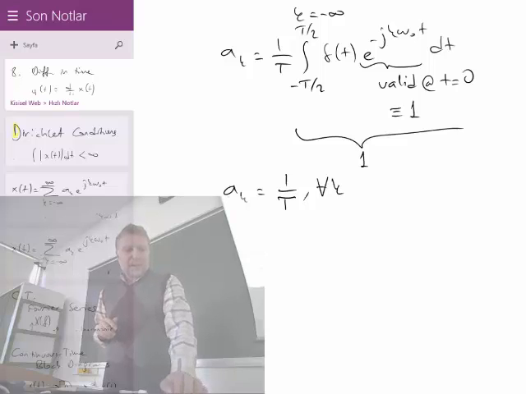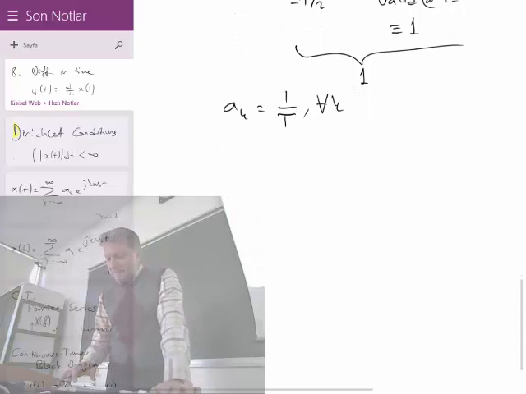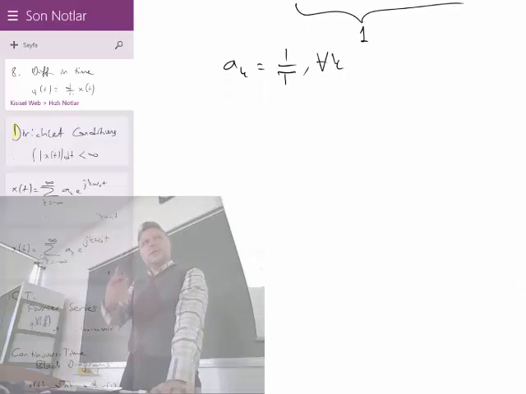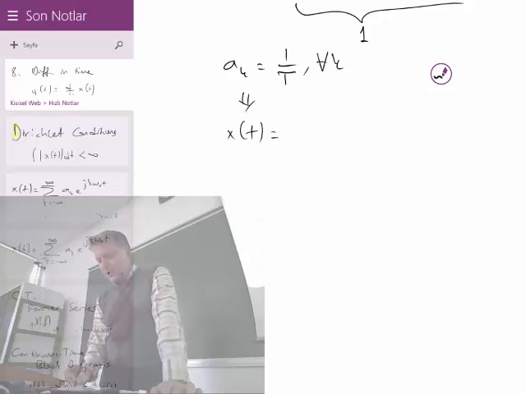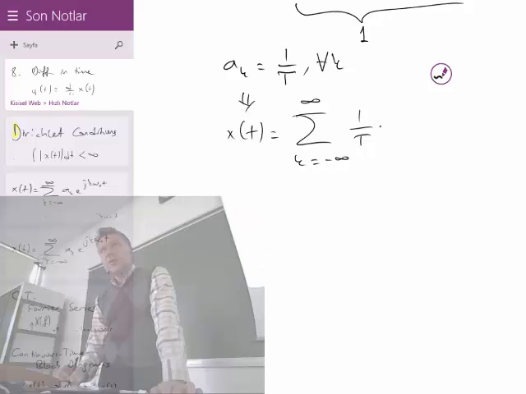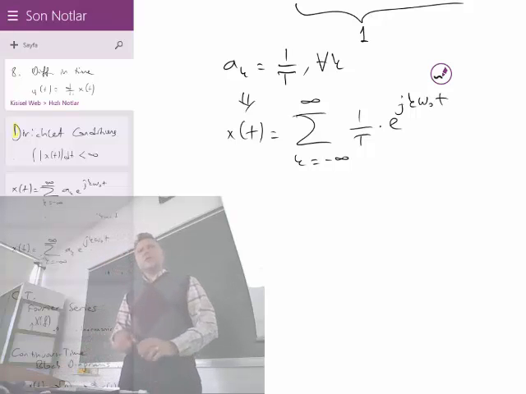By the way, using these Fourier series coefficients in the reverse question, if I give you this, what is the time domain signal corresponding to that? From here, the time domain signal is x of t equal to the summation k from minus infinity to infinity of ak, which is 1 over capital T, times the corresponding harmonic. What was that? E to the plus jk omega 0 t. Omega 0 is 2 pi over capital T.